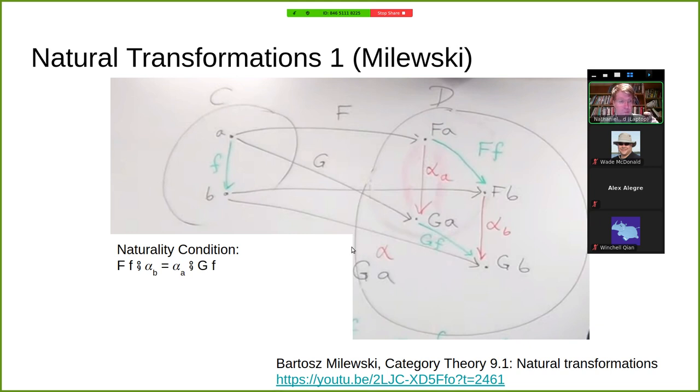But not surprisingly, okay, so you have this square here. You have capital F, lowercase f, because you not only have to map the objects, you have to map the functions. But we want this to be principled. We want this to be natural. We want it to have a natural feel to it.